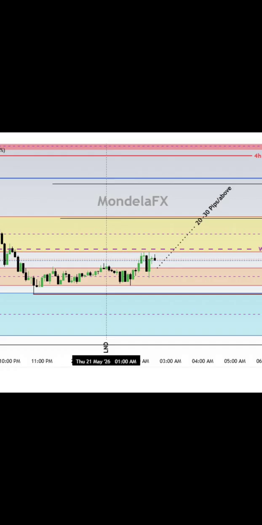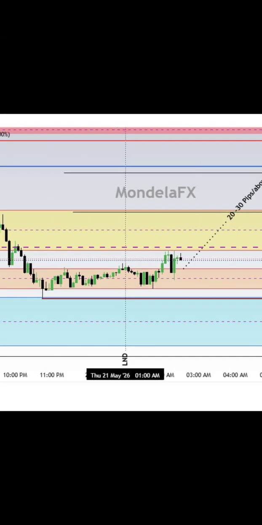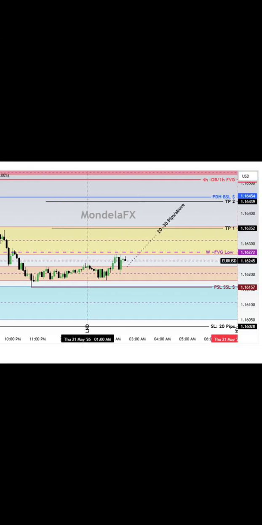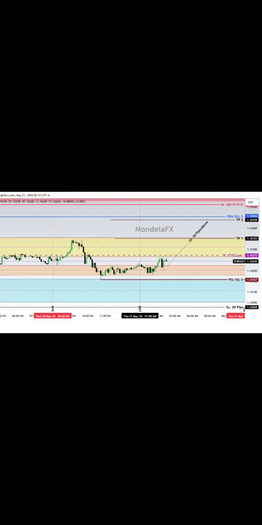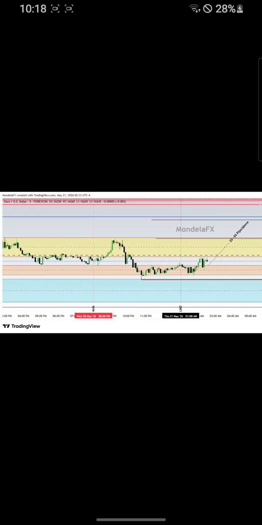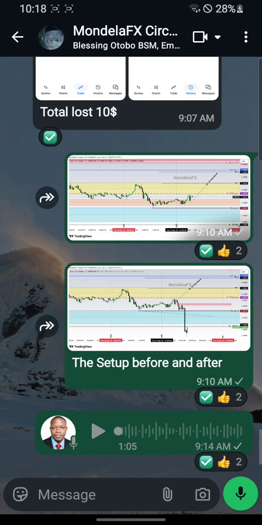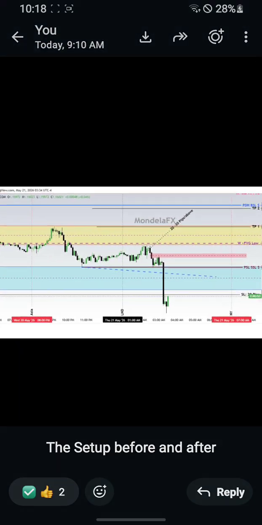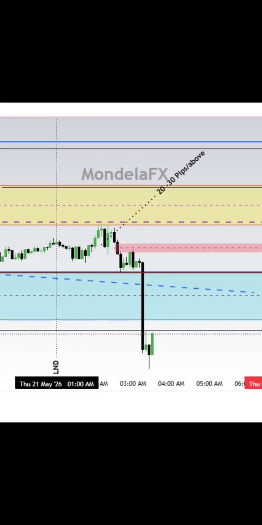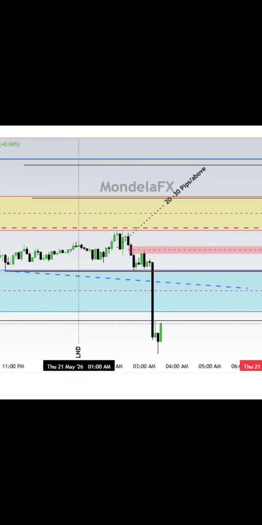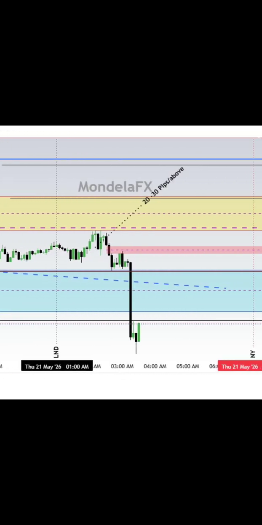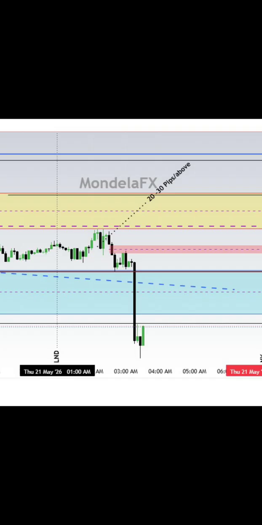Did what I was expecting happen? Now let's go to the next screenshots. Okay, this is the next one here, which is the after. The first one was before. You see what happened when we won this trade? This long candle here, this one here down, this was the candle that took us out of the trade. Then immediately that happened, what happened next?